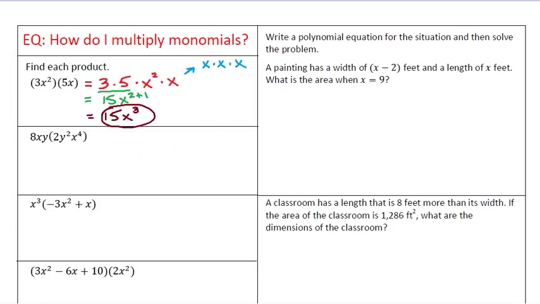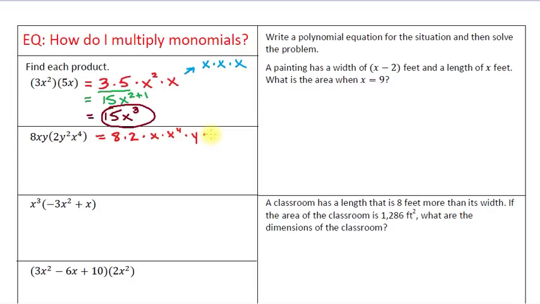Let's do another one so you can see this happen again. 8xy, that's a monomial, times 2y squared x to the fourth, that's a monomial. Let's go ahead and multiply these together. I'm going to go ahead and reorder these terms. Let's put the constants in front. Now I'm going to put all my x terms next. We've got an x, and we've got an x to the fourth, and then we have a y, and we have a y squared.